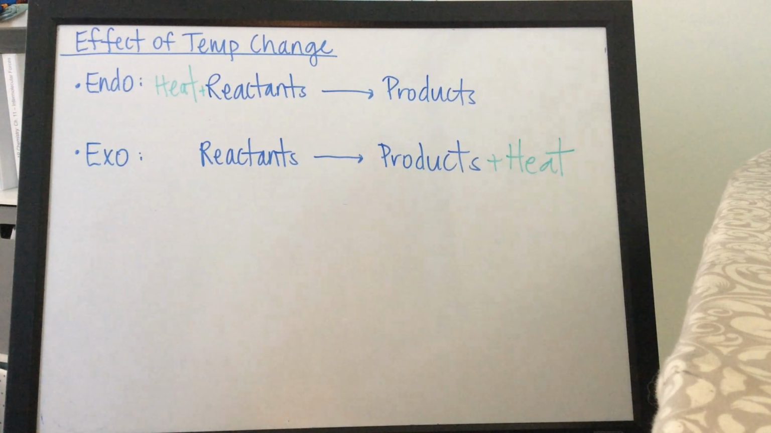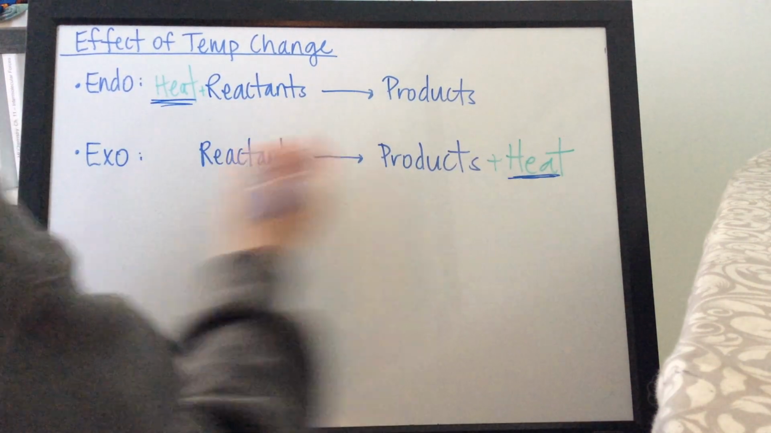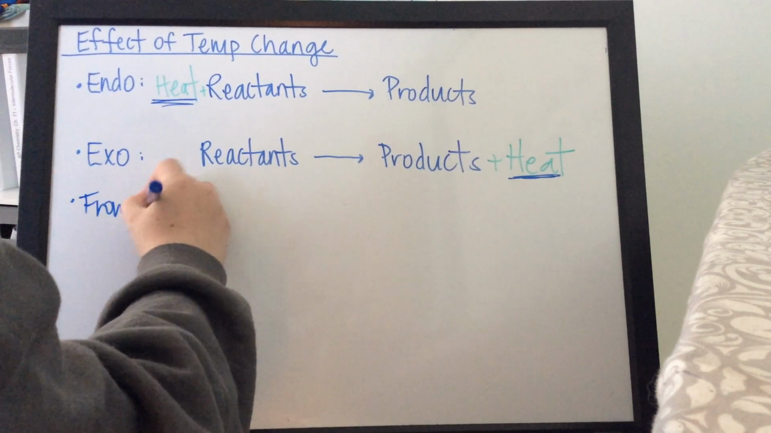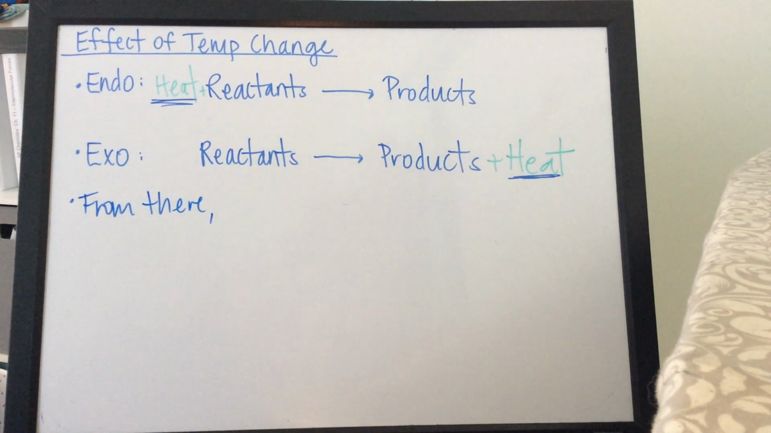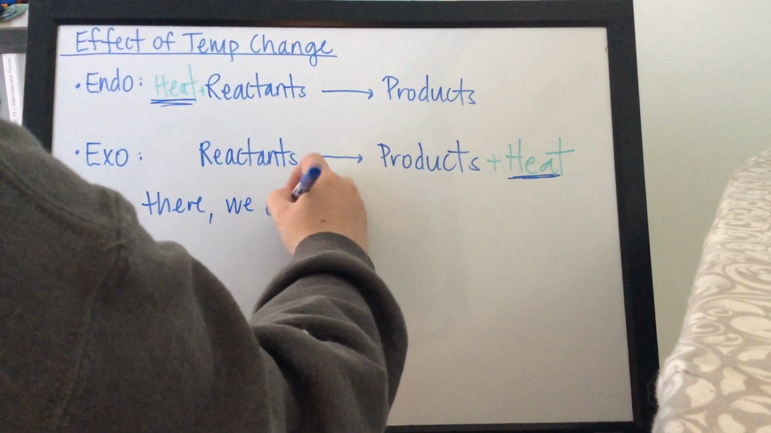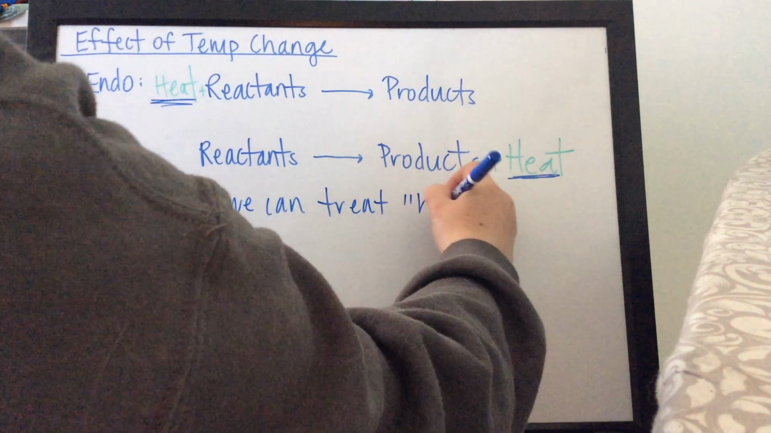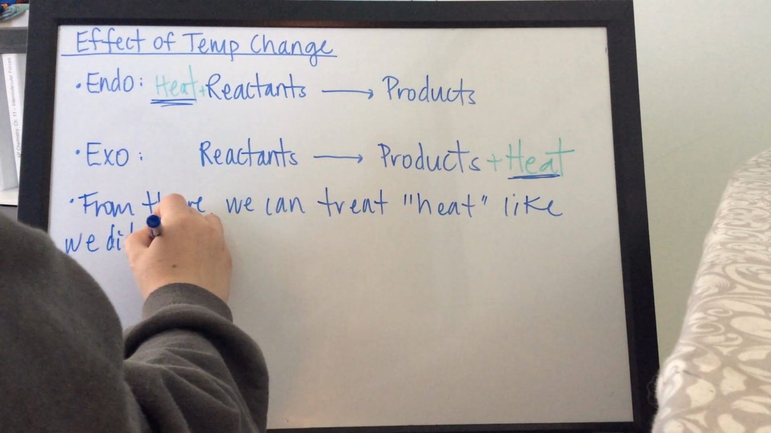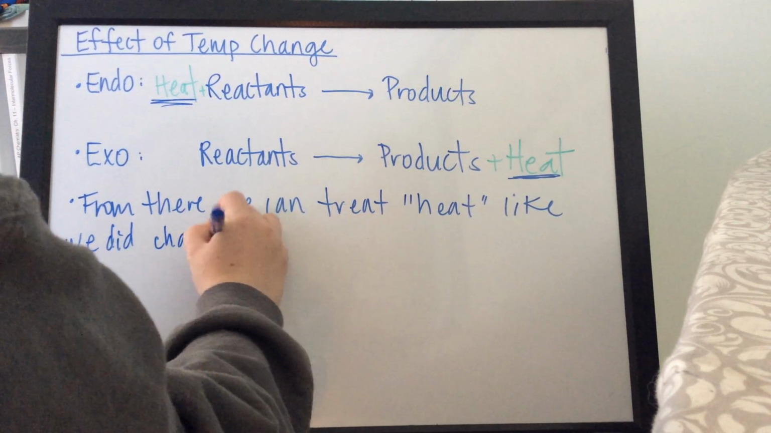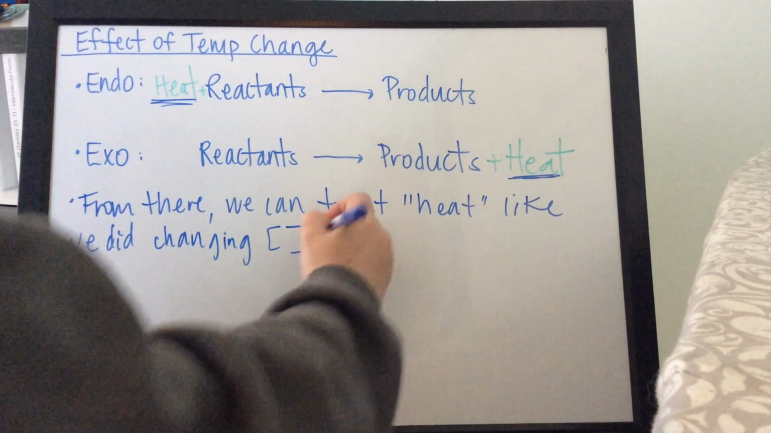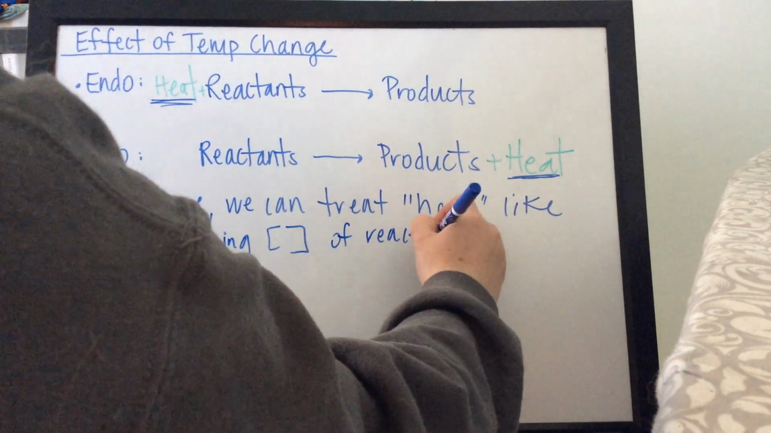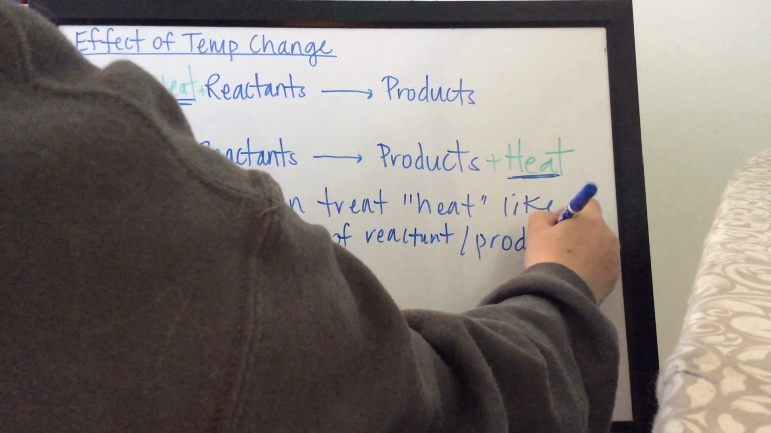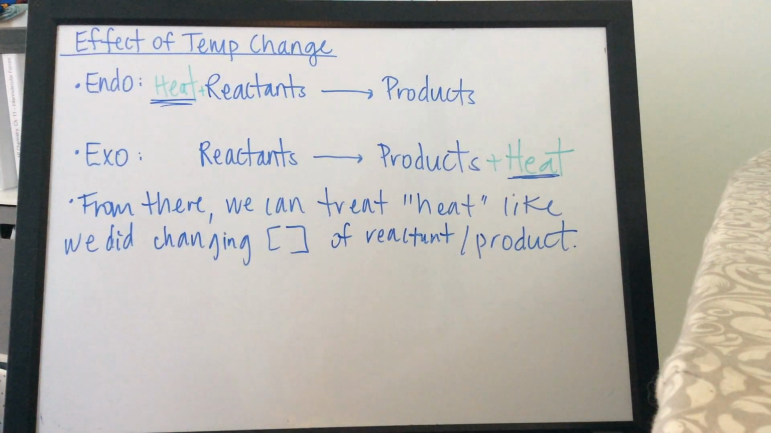From there, once we have identified if heat is either a reactant or a product, we can almost treat heat like we did changing the concentration of a reactant or a product. This is going to be easier to explain verbally than in writing, so you might just want to listen to this.